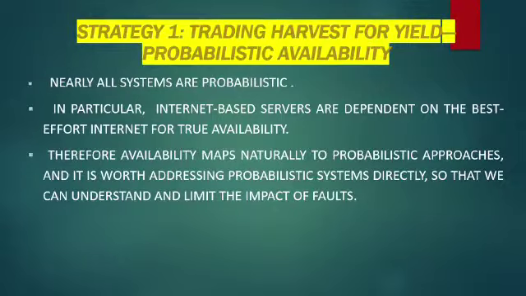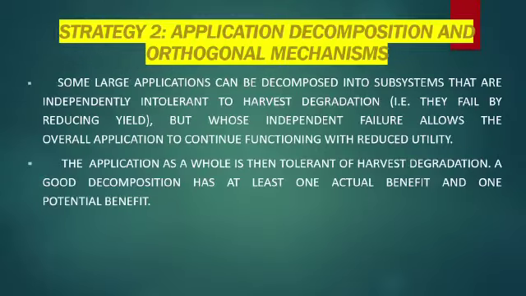As I said, there are two strategies. First one, trading harvest for yield, probabilistic availability. What exactly is this? Nearly all systems are probabilistic. In particular, internet-based servers are dependent on the best-effort internet for true availability. Therefore, availability maps naturally to probabilistic approaches, and it is worth addressing probabilistic systems directly so that we can understand and limit the impact of faults.